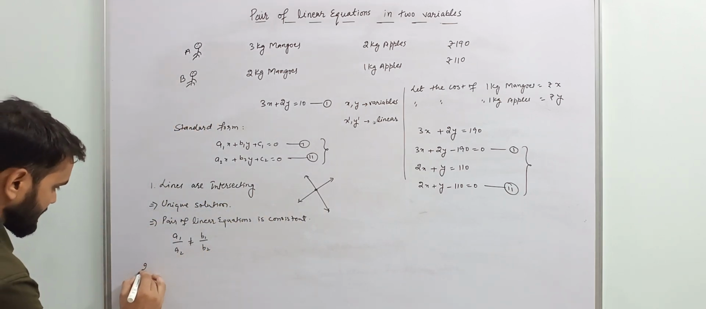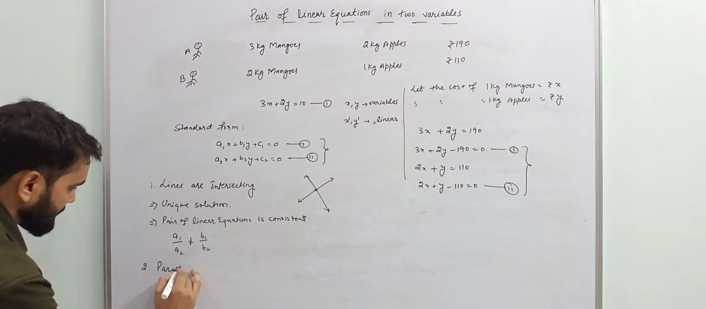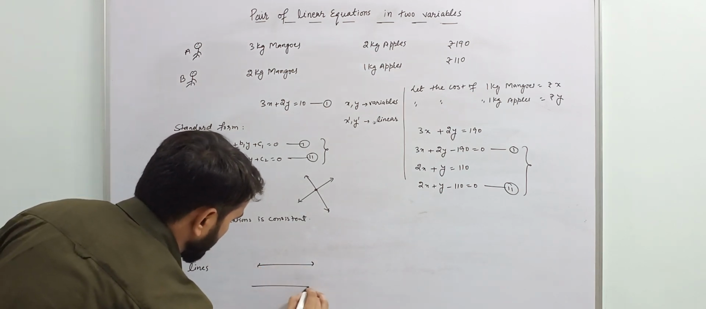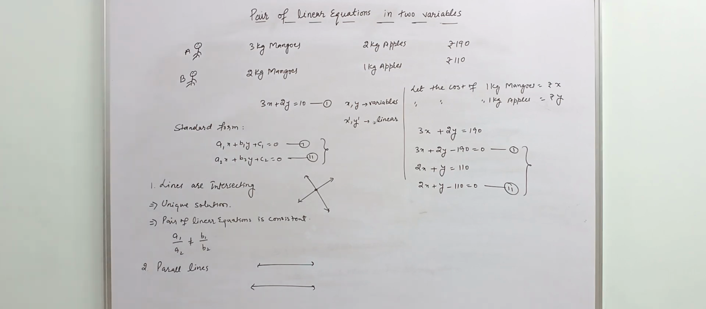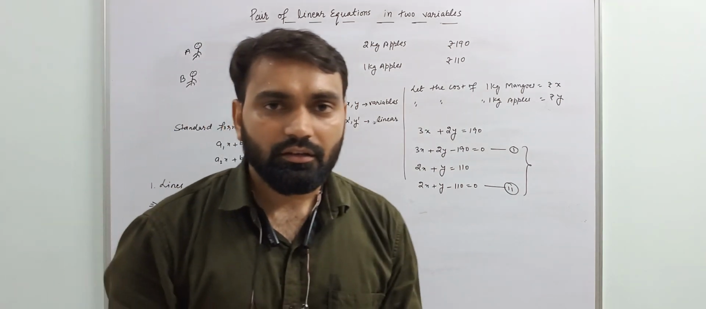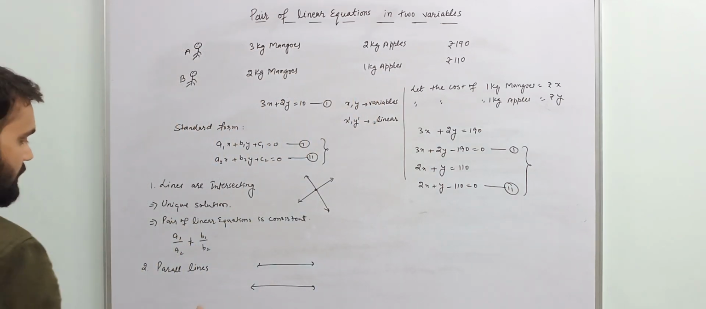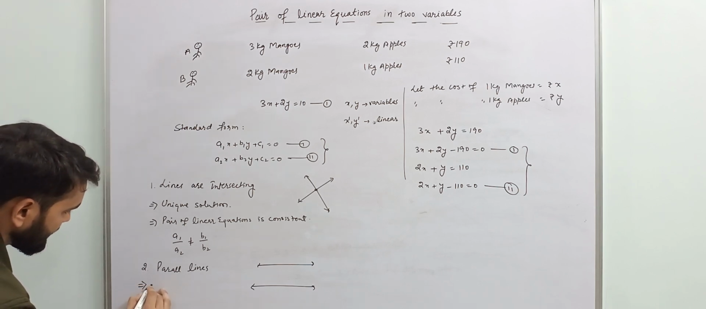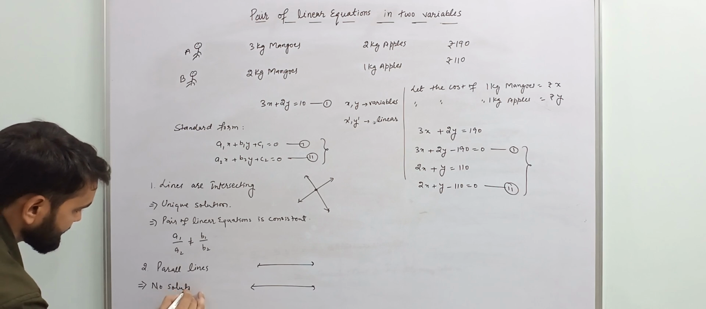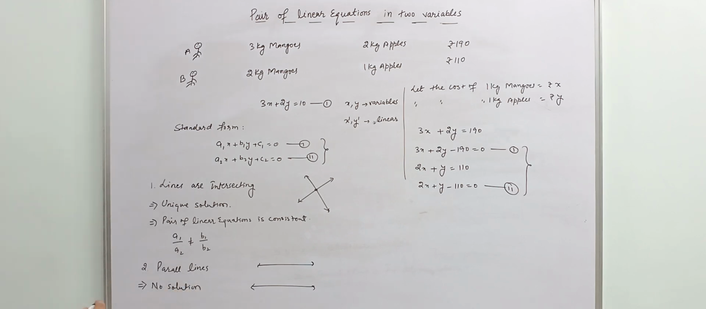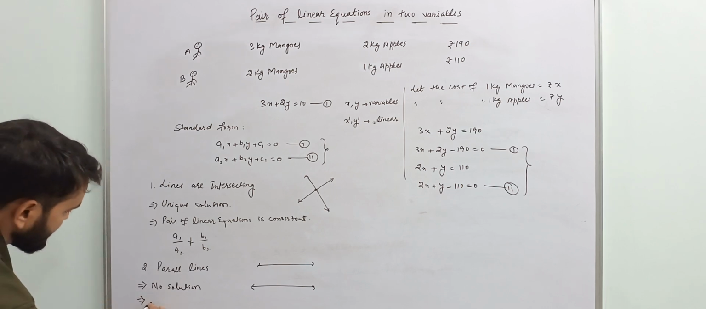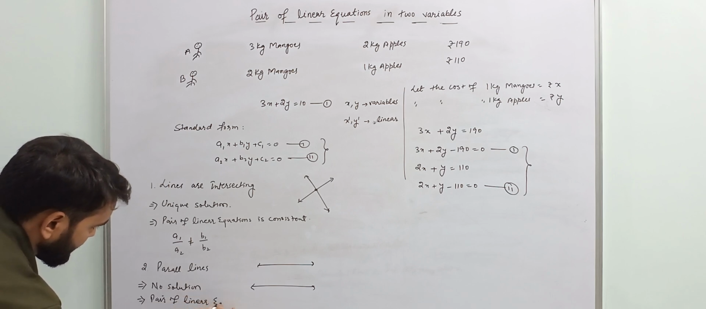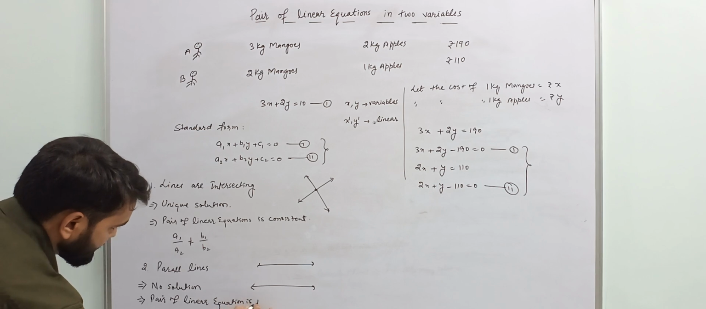The second situation is lines are parallel. In that case, one line will be parallel to another. And if two lines are parallel, there will be no common point. That means they will never intersect. So there will be no solution. In that case, no solution exists, and the system is inconsistent. That is, the pair of linear equations is inconsistent.